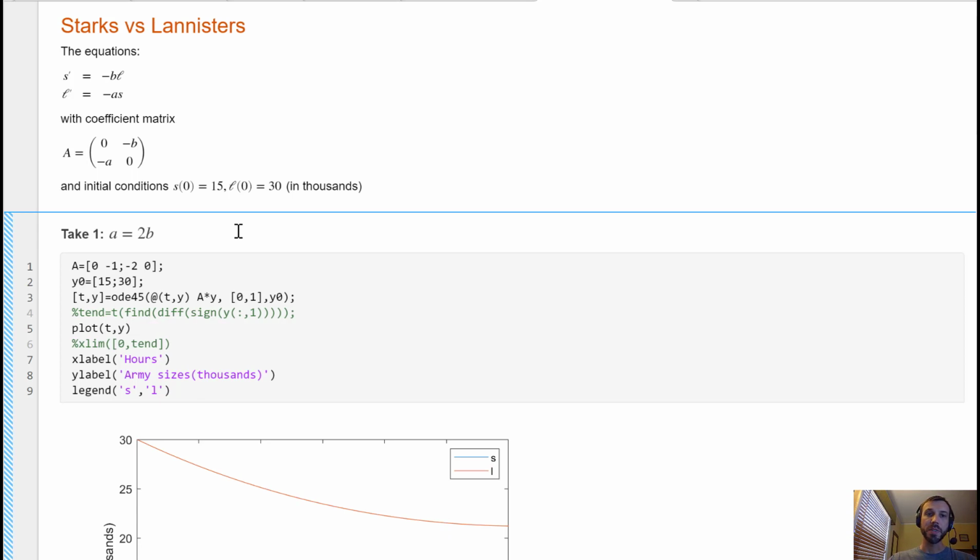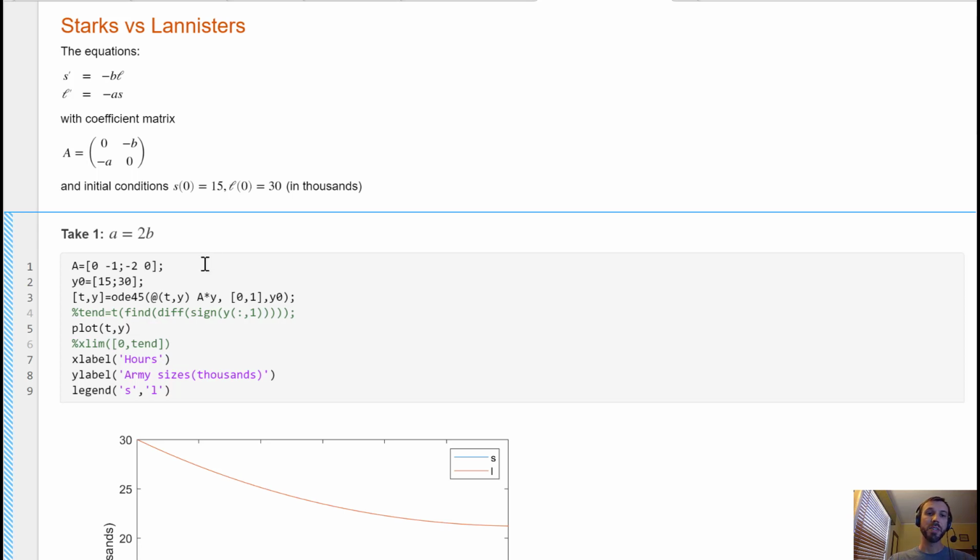As a first attempt at figuring out what the Stark's kill rate needs to be to overcome this deficit, we're going to set their kill rate equal to twice the kill rate for the Lannisters, or A equals 2B. We're going to just set B equal to 1, which would make A equal 2 in this case, although again, you can play around with other values of A and B with the same ratio and see that the results will be similar, although the time scale may be different.